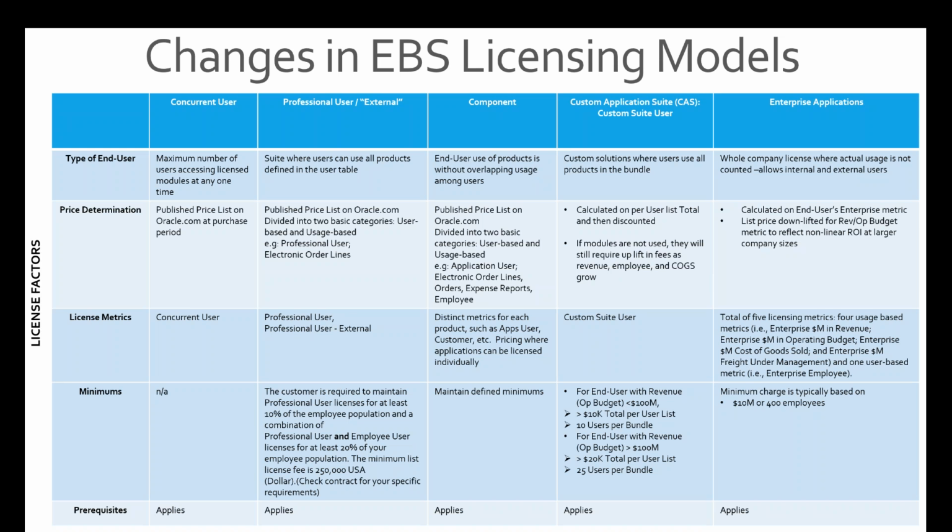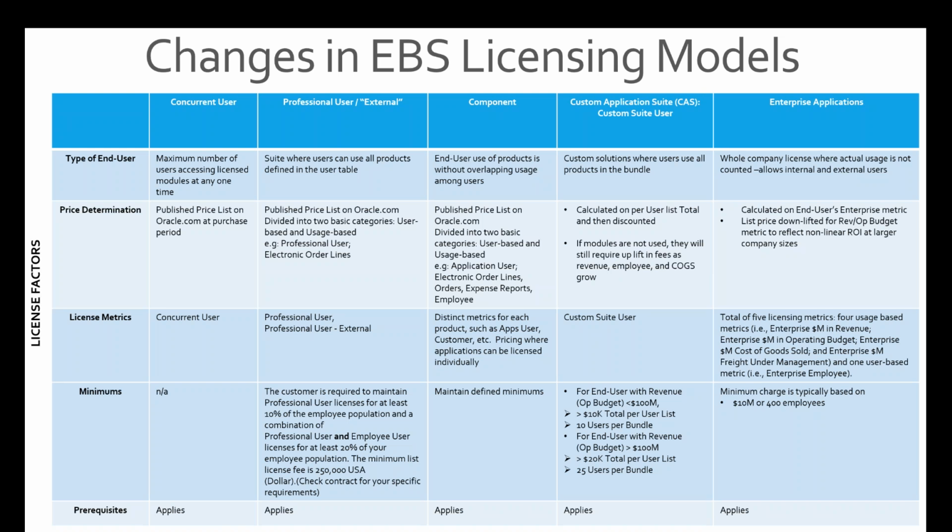And then the last one is enterprise. This is where the whole company can license. The actual usage is not accounted, right? So we're basing it on some revenue, cost of goods sold, et cetera, types of license metrics. So it's all you can eat. And it's simply based on a company's revenues and things like that.